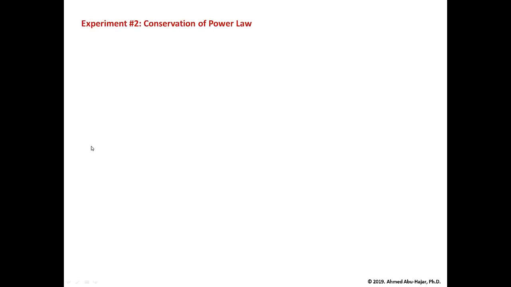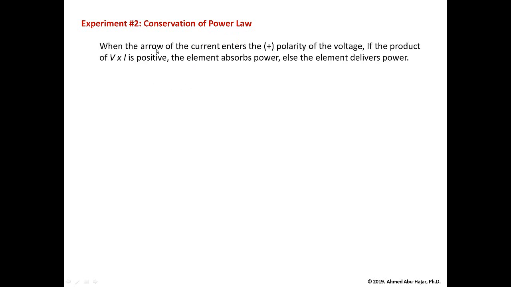In the second experiment, we're going to validate the conservation of power law. The idea here is how to determine if the element is absorbing power or delivering power. I have a very simple rule. You look at the arrow of the current and the plus polarity of the voltage. If the arrow of the current enters the plus polarity of the voltage, and the product is positive, the element absorbs power. Else, if the product is negative, the element delivers electric power.